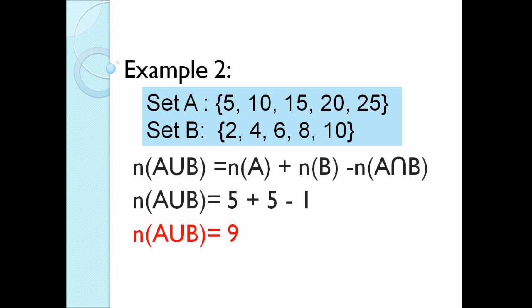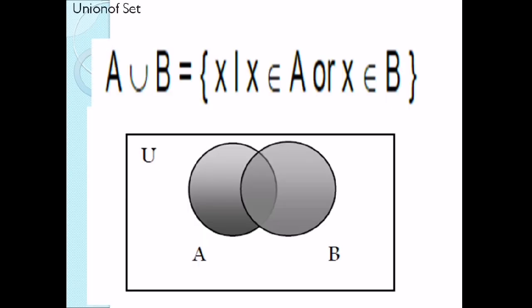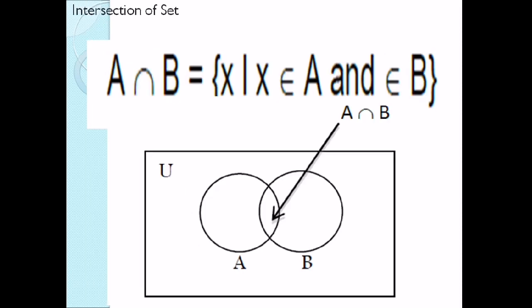I hope that you learned something today about the union and intersection of sets. To summarize our lesson, A union B is the set of all the values of X wherein X is an element of A or X is an element of B, our shaded region. The intersection of sets is the part in the middle. It is the set of X such that X is an element of A and an element of B.